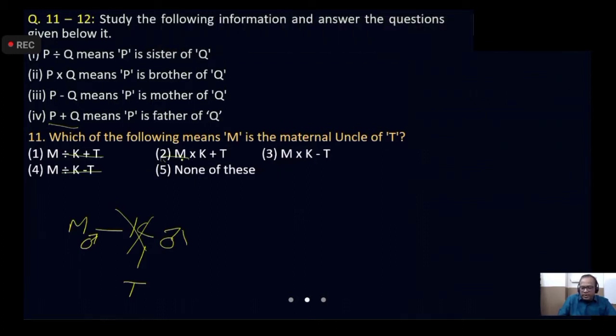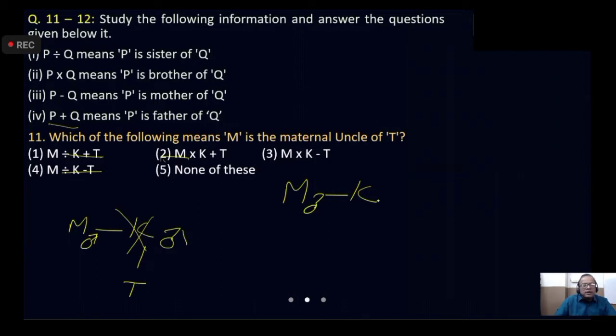1 and 4 were already eliminated, and 2 is eliminated now. Now let us see 3. Whenever none of these is there, do not take a chance. Sometimes number 5, none of these, is also a possible answer. So we have to work on choice number 3. Choice number 3 is M into K, so M is brother of K. That is, M is brother means male.